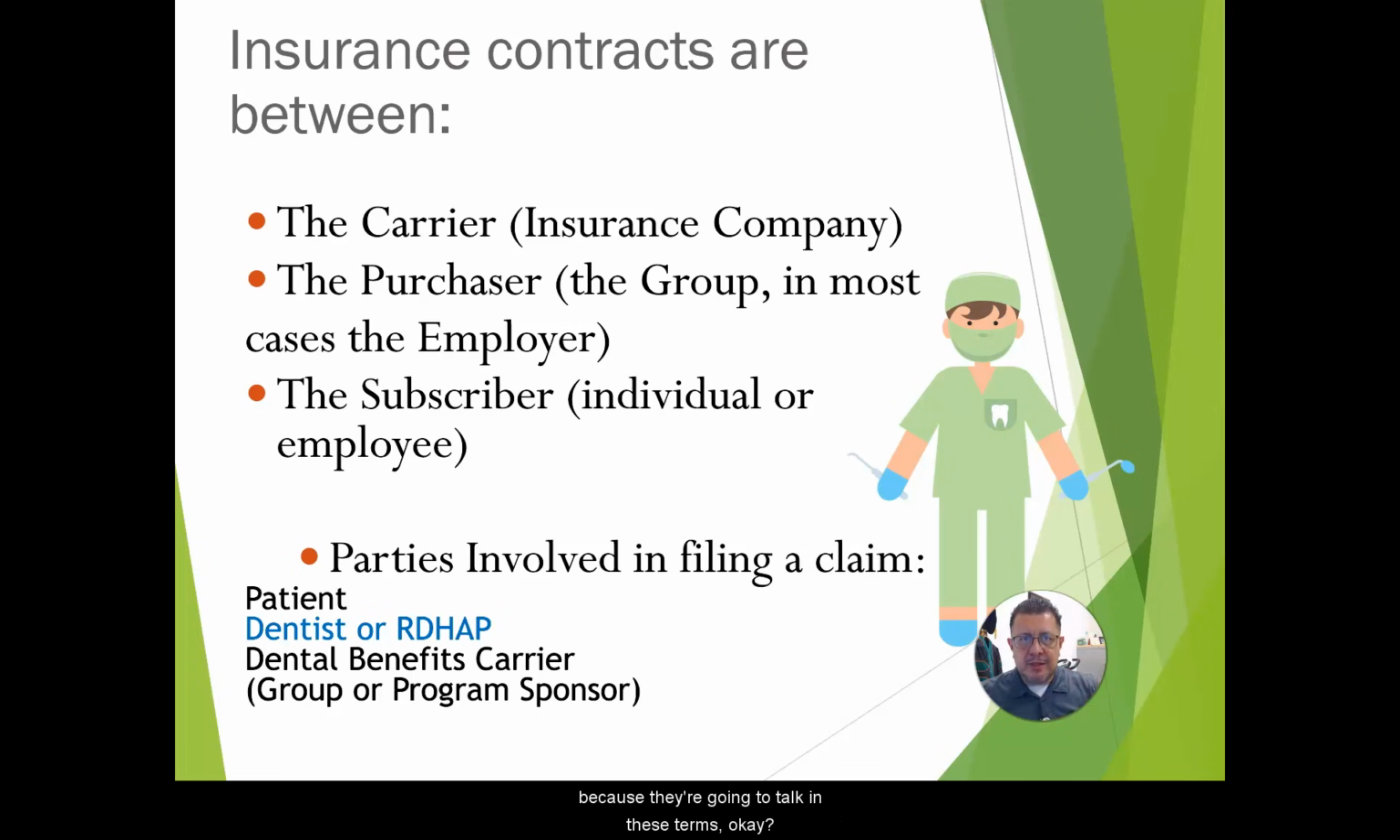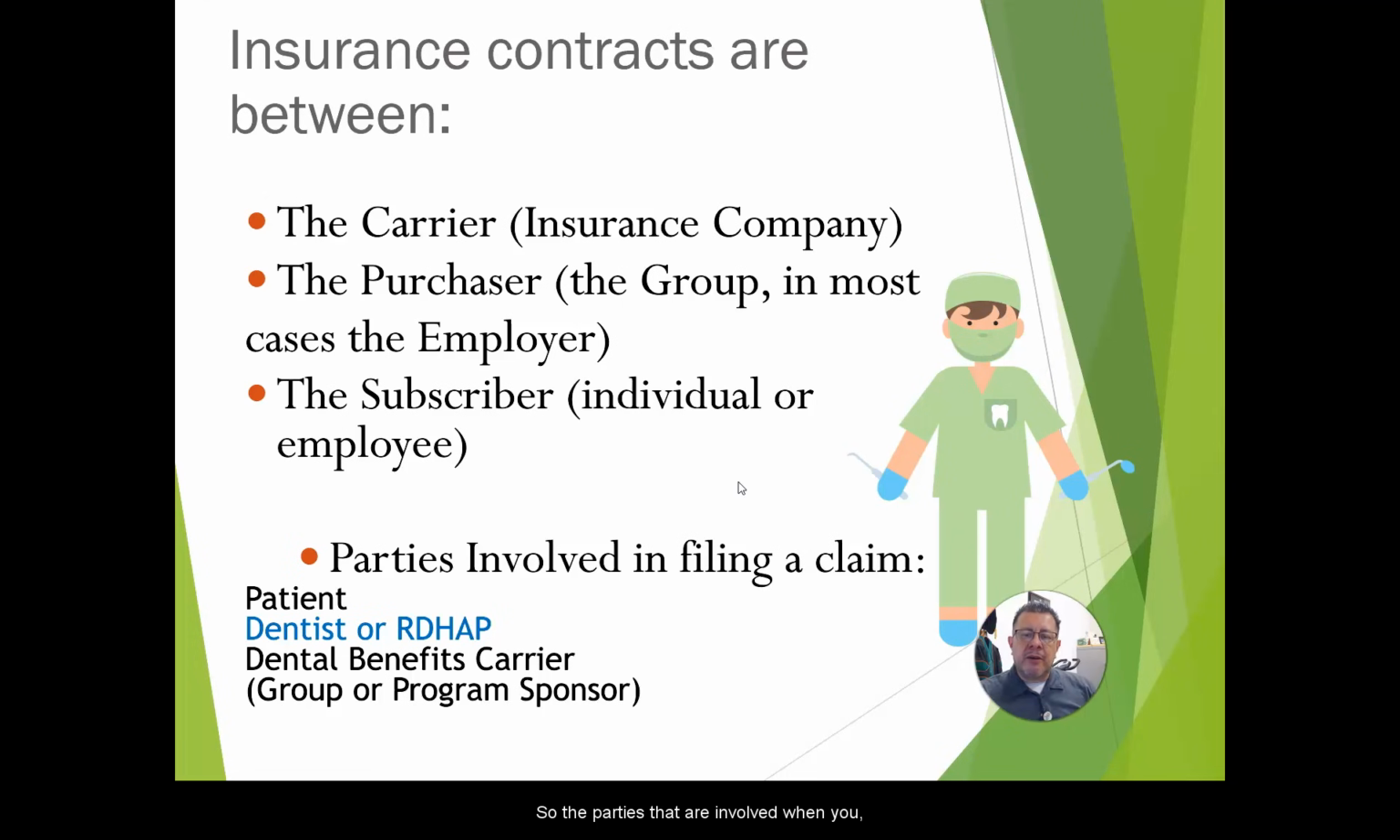The contracts with insurance companies are essentially 3 parties. The insurance company, otherwise known as the carrier; the group, which is essentially the purchaser, like the employer; and then the patient, the individual, the employee, who is the subscriber. So carrier, purchaser, subscriber. You've got to know these terms.